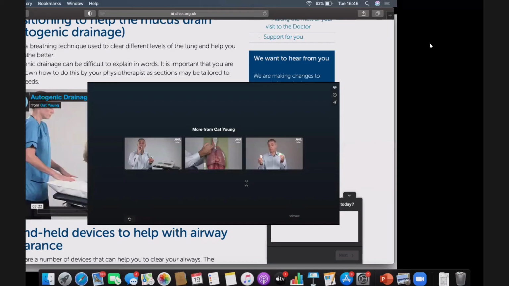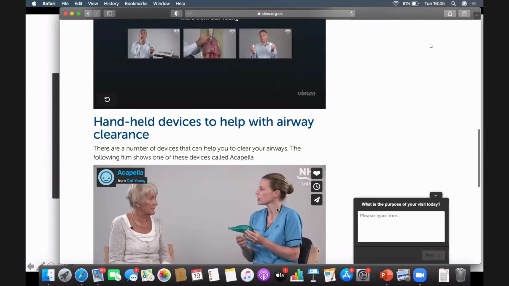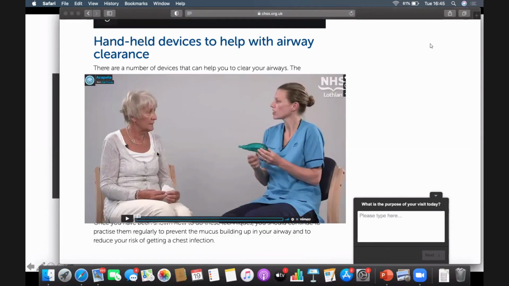So this is the autogenic drainage, okay? And the another one, this is the device. So this device is the Acapella device, okay?